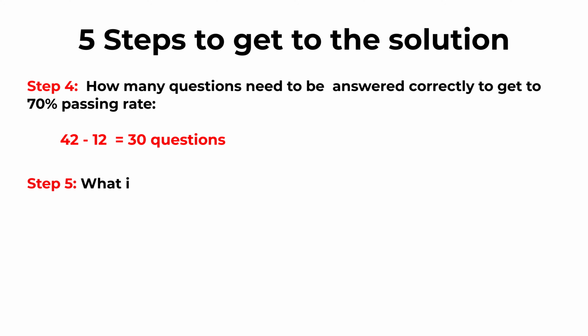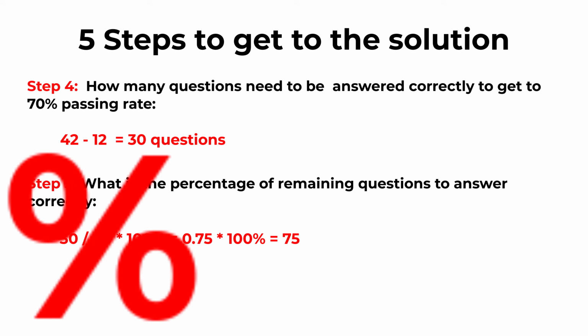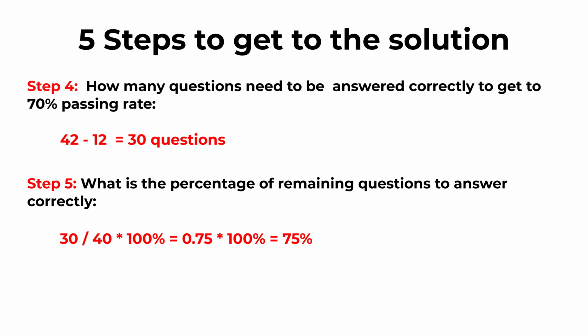So the last calculation we need to do is to calculate what percentage of the remaining questions we need to answer correctly. To do this, we need to divide 30 by 40 and multiply it by 100%, which is the equivalent of 0.75 multiplied by 100%. And the correct answer is choice D, 75%.